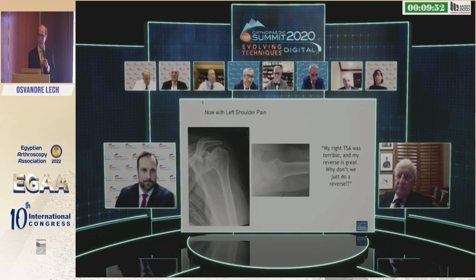In the orthopedic summit that I participated in, and this is Evan Flatow here, Verbo, you see, right in the center, there was an expression that Dr. Gulotta said: my right anatomic was terrible, and my reverse is great. Why don't we just do a reverse? Patients ask for reverse. This is what this slide means.